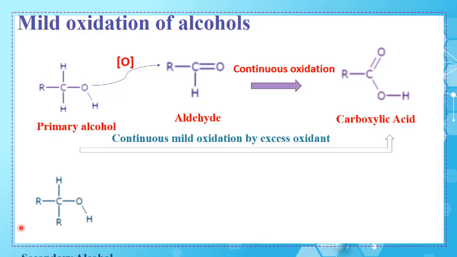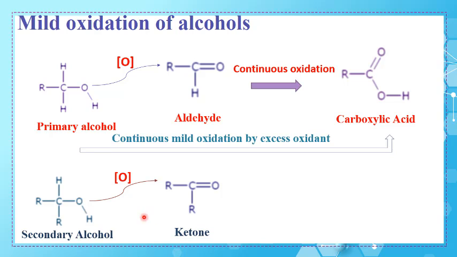Here is a secondary alcohol. As you can notice, this carbon attached to OH has 2 alkyl groups. Upon mild oxidation, a secondary alcohol gives a ketone. Here is the carbon atom, and here is the carbonyl group of ketone. And upon continuous oxidation, no reaction occurs.